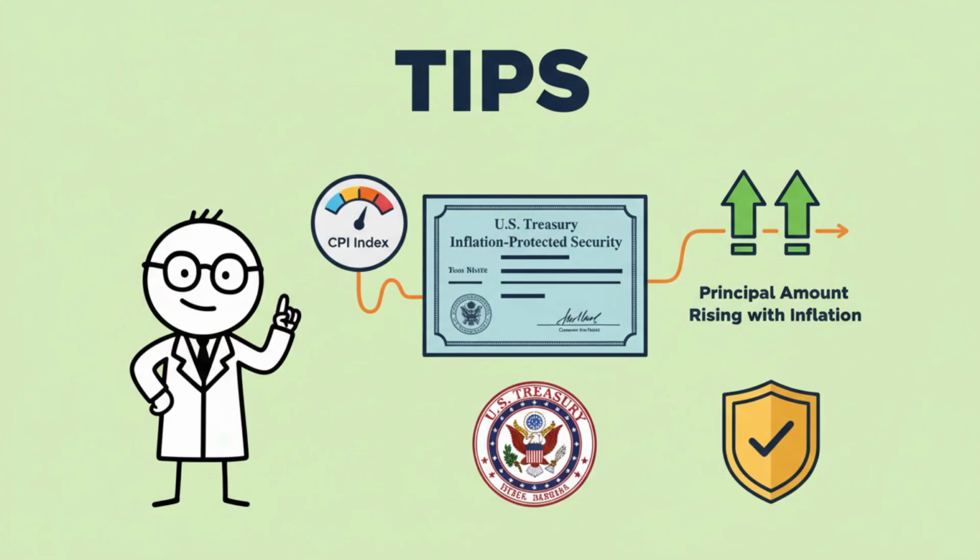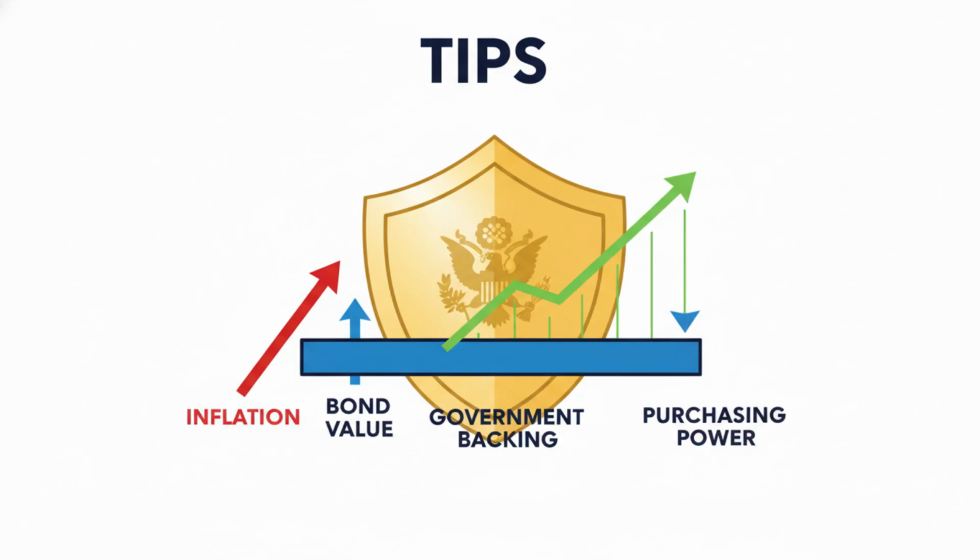TIPS. Treasury inflation protected securities. Government bonds are designed to beat inflation. The principal adjusts with CPI. If inflation rises, so does your investment. When TIPS mature, you get the adjusted amount. It's guaranteed inflation protection from the US government.